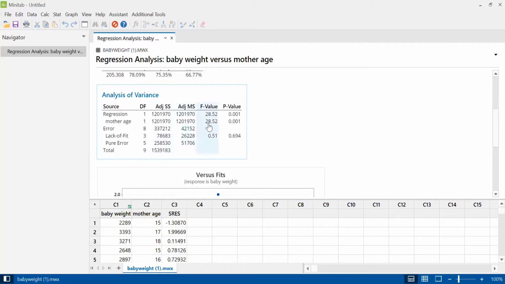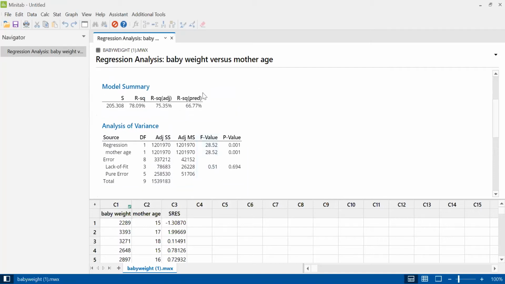Then I want my standard error. Remember we found this last class, it's 205.308. That's S here in Minitab, but we call it SE, right? My degrees of freedom is this right here. It's 8, okay? And like I said, it was N minus 2. But it's given to you, so you don't have to calculate it on your own. It's right here with the error, 8.